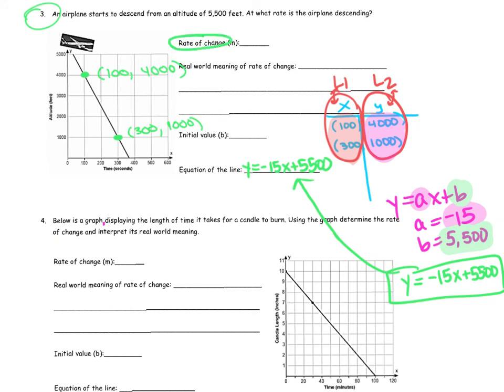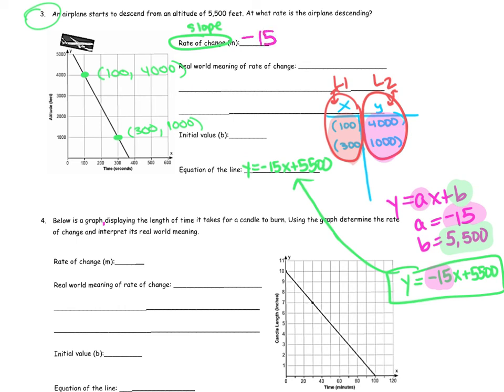Okay, so we just want to answer the question on the rate of change. Remember, guys, the word rate of change means slope. Rate of change is slope. So just look at our equation of the line. From our equation of the line, there's my slope. So we would say it's negative 15.